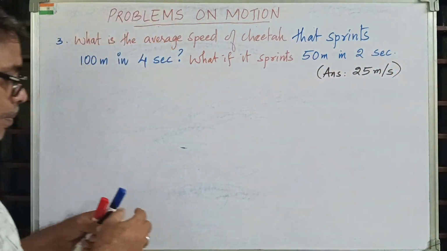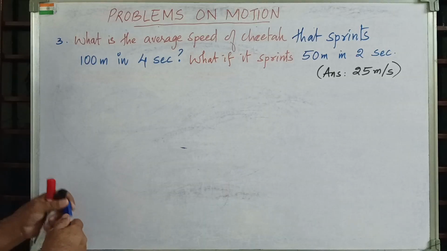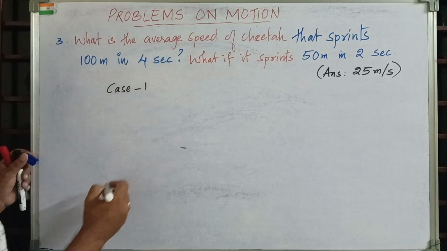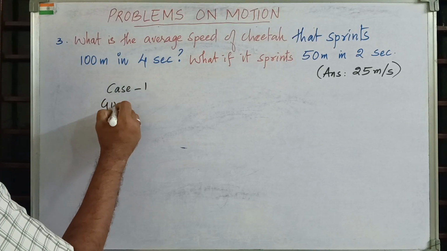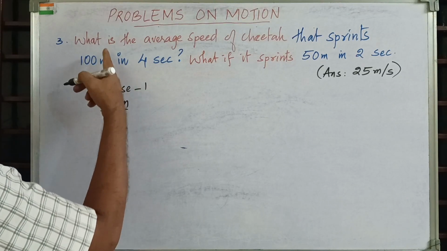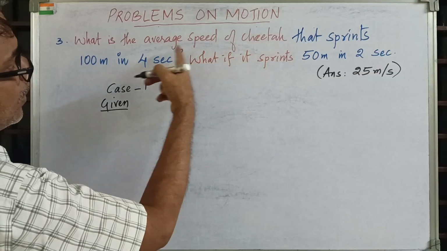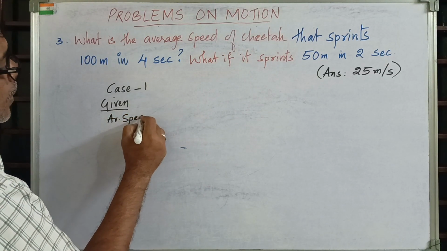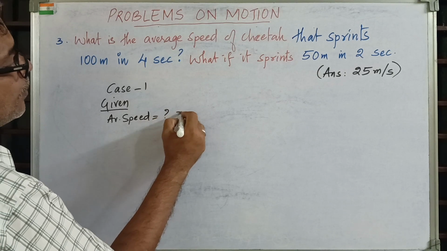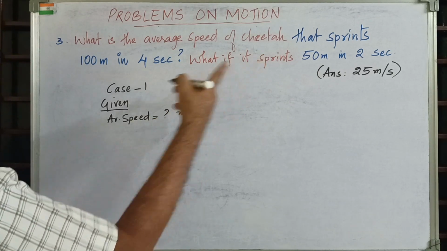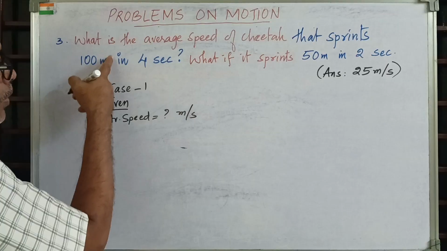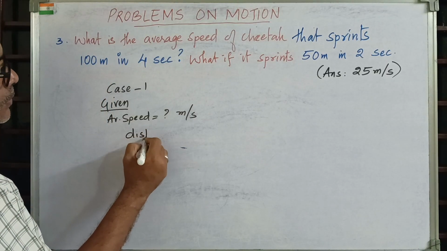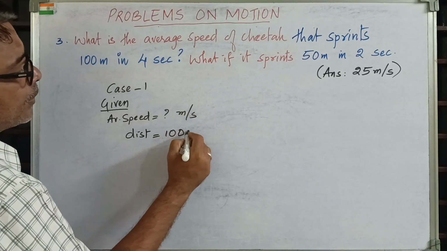So it's understood. But the interesting thing here is that it is 2 cases. First case, so you have to solve it like this. Case 1. Let us take the given values in case 1. What is given? You will find the average speed of the cheetah. So average speed is equal to question mark meter per second. Yes, but it can sprint 100 meter. By looking at the unit meter, it's very clear that it is distance. So yes, distance is equal to 100 meter.